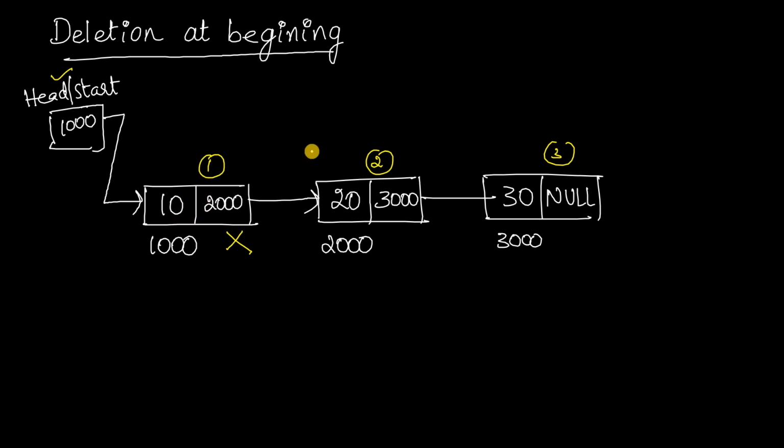Now if you remove this, the second node will become the first node. So try to store the address of the second node here. So remove this 1000 and store the address 2000. So thereby this link will be deleted, right?